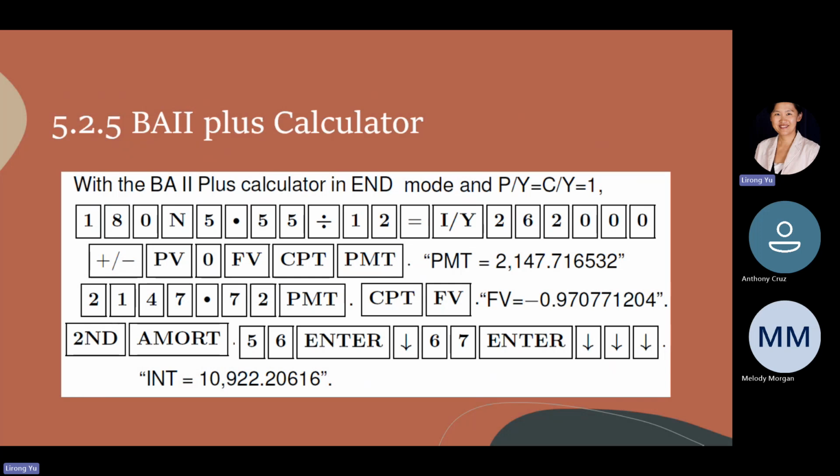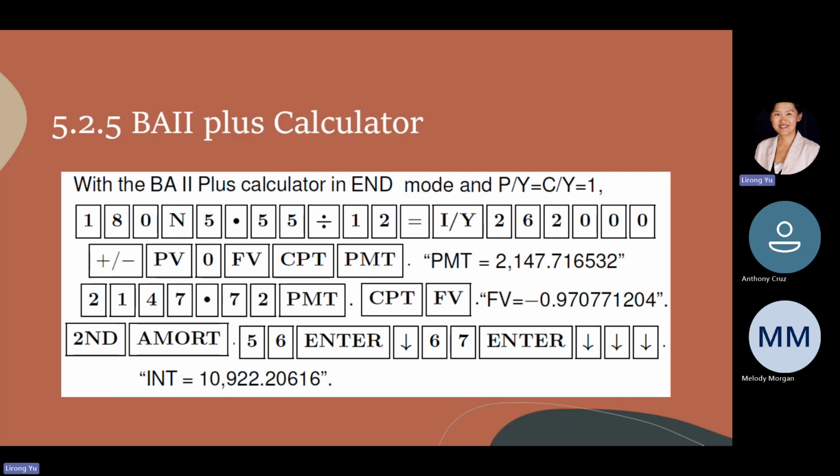If you put in the number of payments, which is 180, put in the interest rate, which is 5.55 divided by 12, and then put in the present value of negative 262,000, future value equal to 0, and calculate the payment, you get the same payment amount that we had for Q. And then set that up as your payment and calculate the future value, you're going to see the future value is negative. So given that, you can start calculating an amortization table.